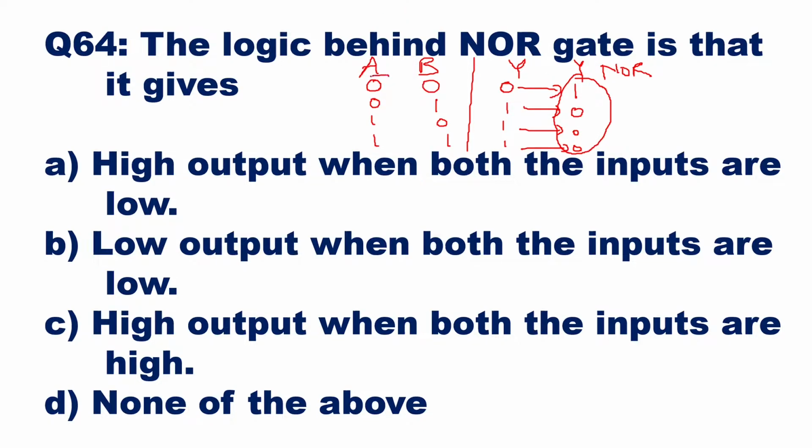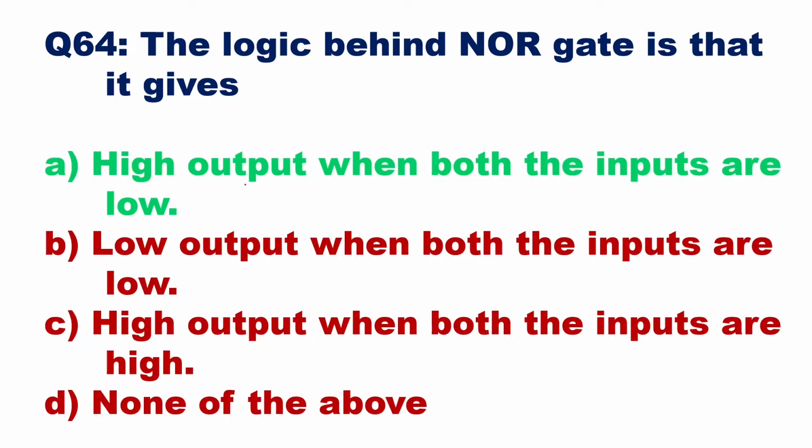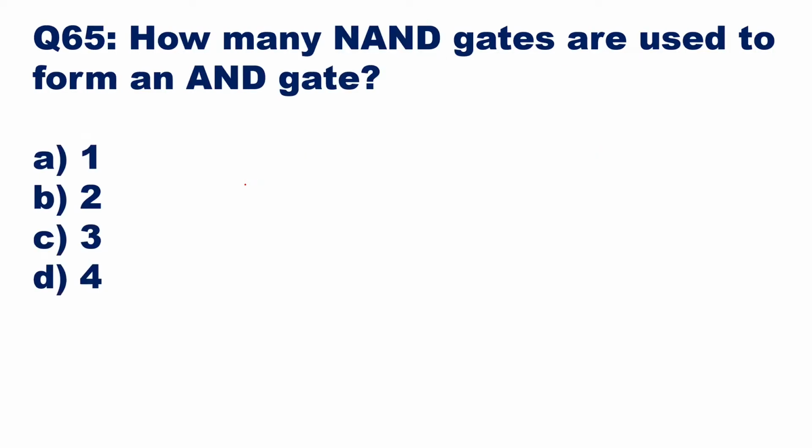Here you can see when both the inputs are low, the output is high. So high output when both the inputs are low is the right option. So option A is the right answer. The logic behind the NOR gate is that it gives high output when both the inputs are low. Then we'll go to the next question.